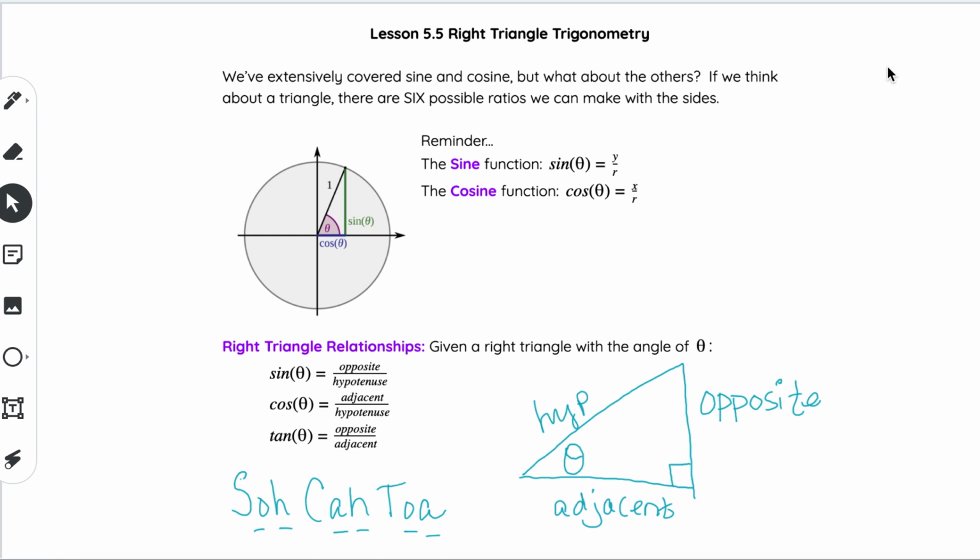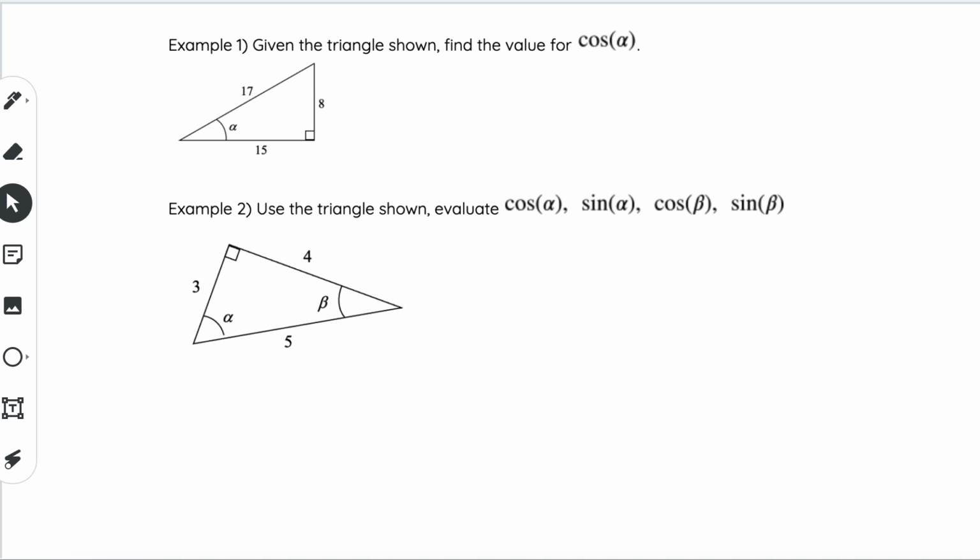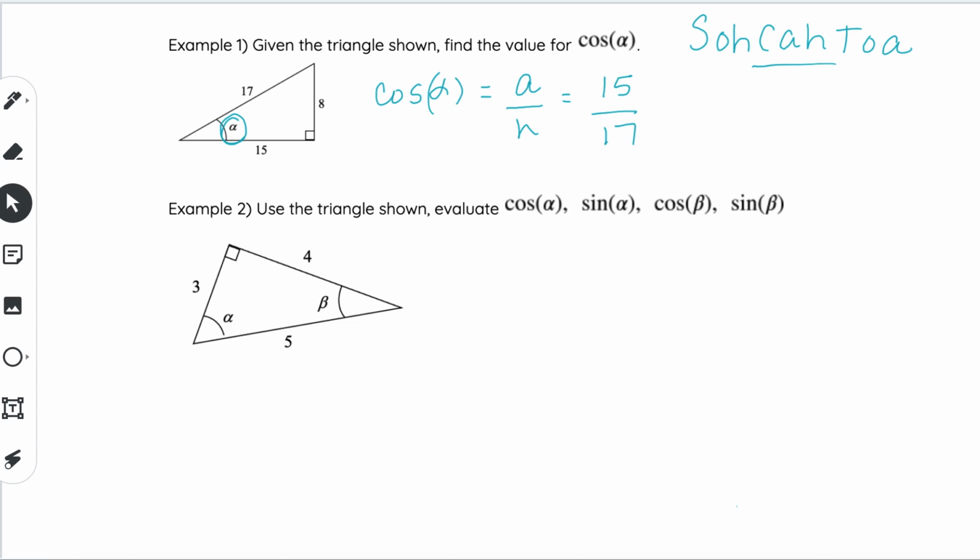All right, let's head to slide 2, where we can actually put these relationships to work. So I'm looking at alpha. Alpha is in the bottom left-hand corner. We have a triangle. Find the value for cosine. So if SOHCAHTOA helps you, we're looking for cosine of alpha. So from the viewpoint of alpha, adjacent over hypotenuse would be 15/17. And we'll leave it in its exact value.